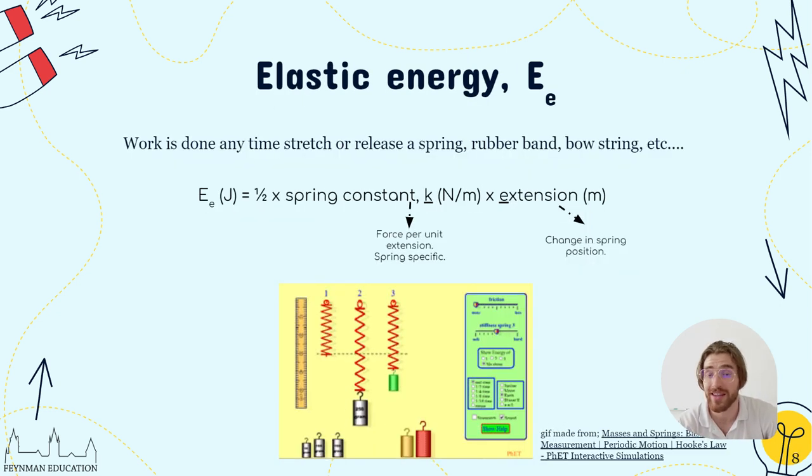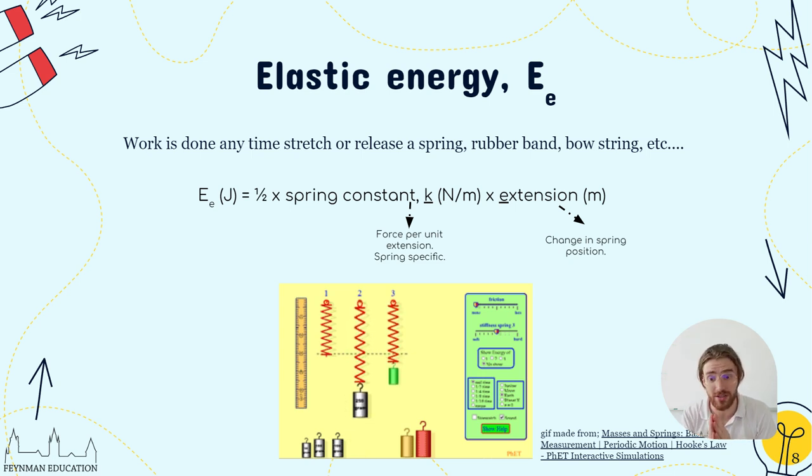Now, we also mentioned that you can get elastic potential energy. Work is done anytime we stretch or release a spring, a rubber band, or a bowstring, something like that. It is measured as half the spring constant multiplied by the extension squared. Extension we know is how far we are going to be moving this band, or how far we're going to be compressing a spring.